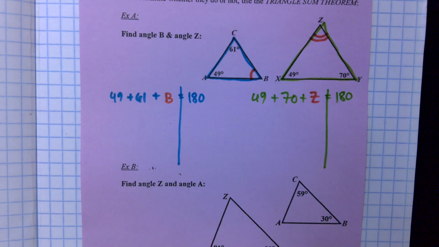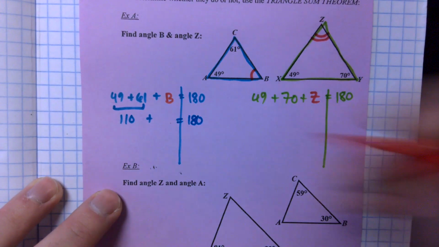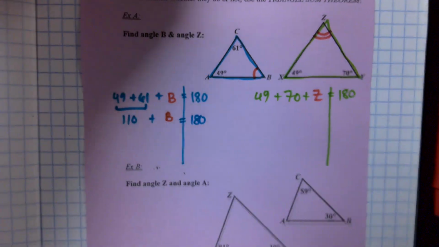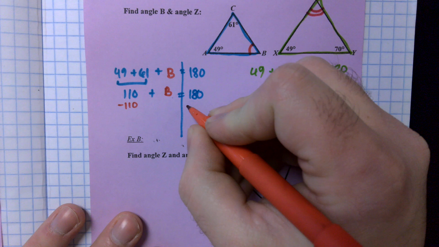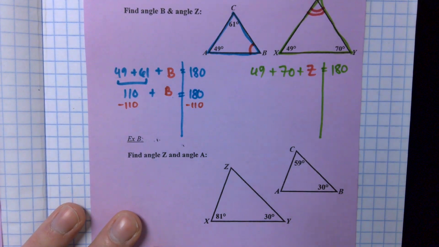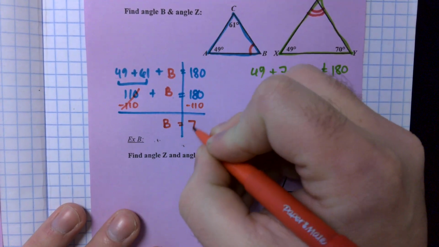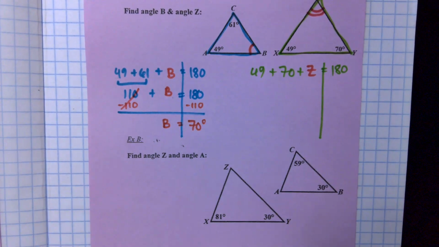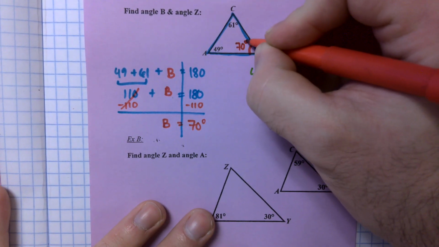So let's look at the blue triangle first. What do we get when we add 49 and 61? Those are the warm-up. 110, very nice. So I got 110 plus B equals 180. And what do I do with that 110? You subtract. That's right. Just from one side? No, from both sides. And what is 180 minus 110? 70. 70 degrees. So angle B in here, I'm going to label it, is 70 degrees.